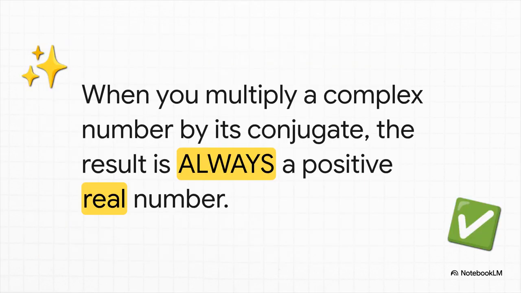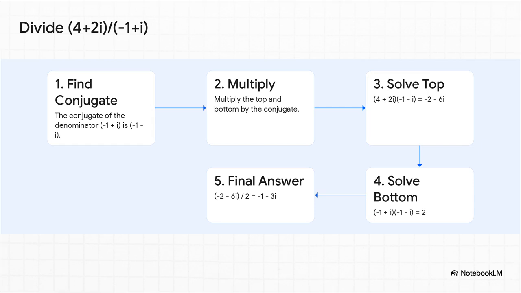And why is this thing so useful? Because of this one magical property. Whenever you multiply any complex number by its own conjugate, the imaginary parts completely cancel each other out. You're always left with just a single, positive, real number. And that is exactly what we need to fix our denominator. Okay, let's watch it in action.